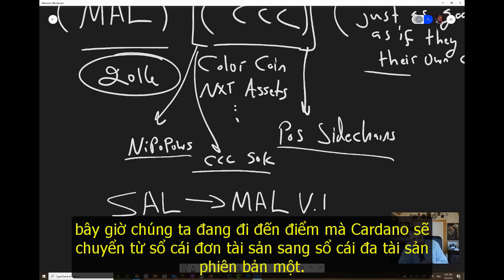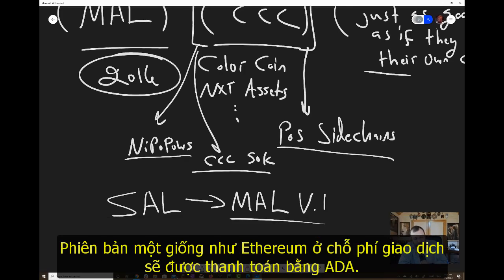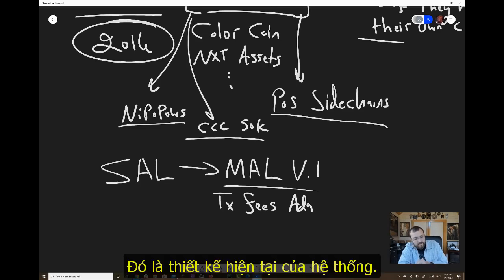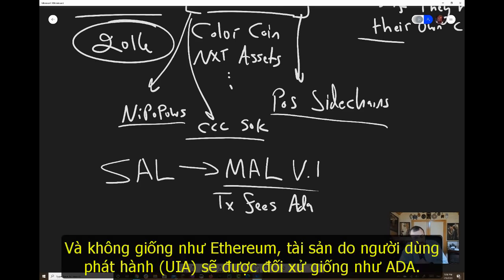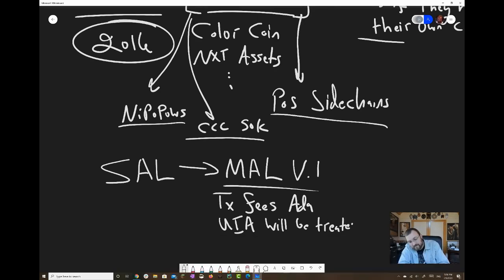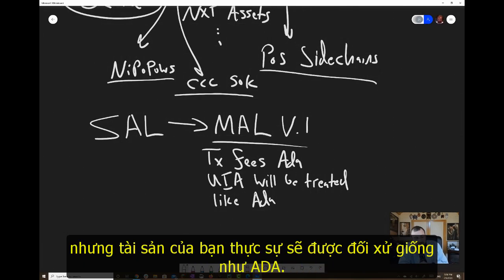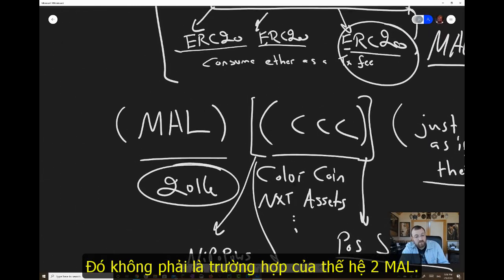Version 1. Okay. So version 1 is kind of like Ethereum in that transaction fees will be paid with ADA. That's our current design of the system. And unlike Ethereum, user-issued assets, UIAs, will be treated like ADA. So while you do have to pay ADA as a transaction fee for this moment, your assets are actually going to be treated like ADA. They won't be differentiated. This is not the case with the Generation 2 MAL.